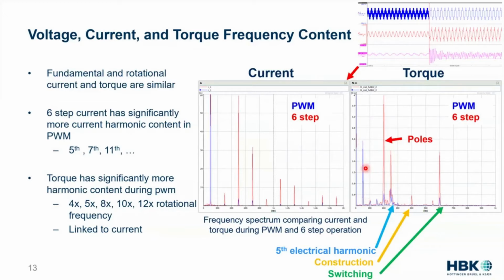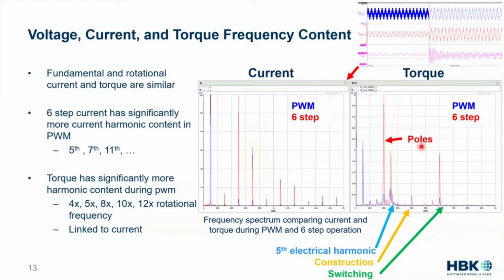But when we start looking at the torque FFT, we can see a little spike in blue, so in the PWM, at 200 hertz. But then in the red, in the 6-step, we have this just gigantic spike, which is almost 4 Newton meters worth of content at 200 hertz. So that's incredible, and that we believe is attributed to the poles in this circumstance because it's a 4-pole machine.